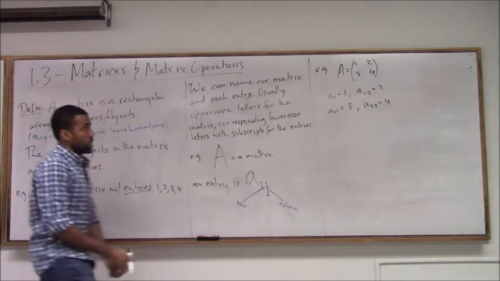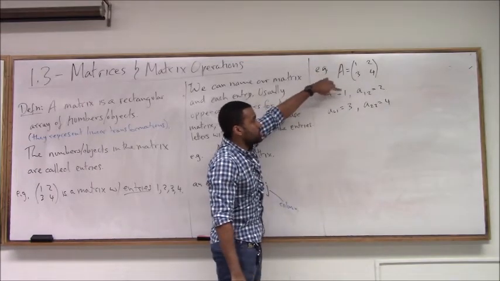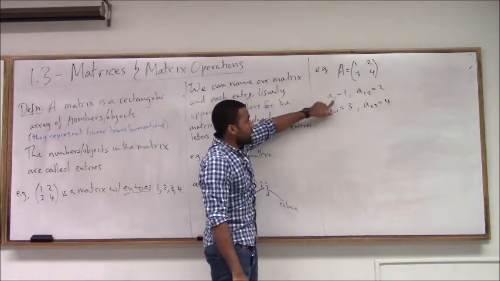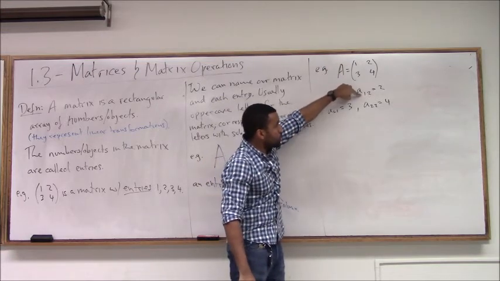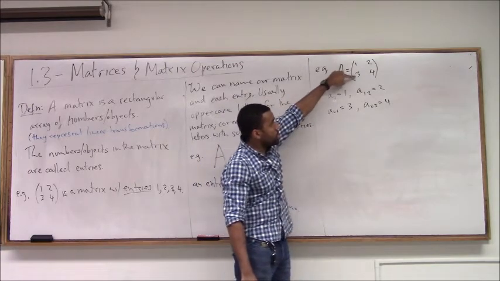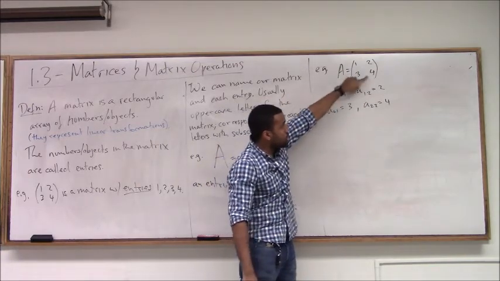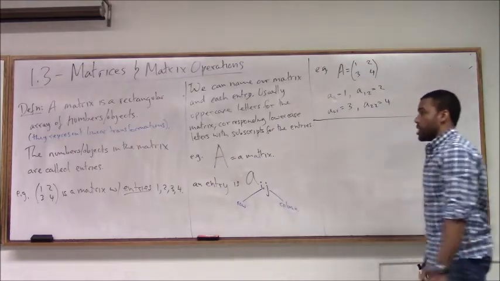Right, so that's standard notation. If I give the name of the matrix in uppercase, I put the lowercase with the subscript to describe the entry. The entry in the first row and first column is this one, that's a 1. The entry in the first row, second column is this one. The entry in the second row, first column is this one. The entry in the second row, second column is that one. So we can name matrices and their entries.